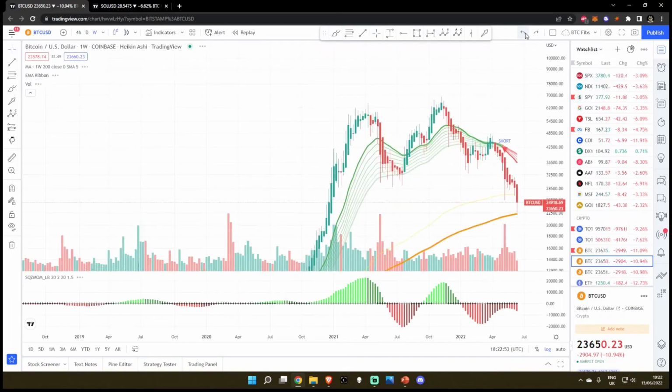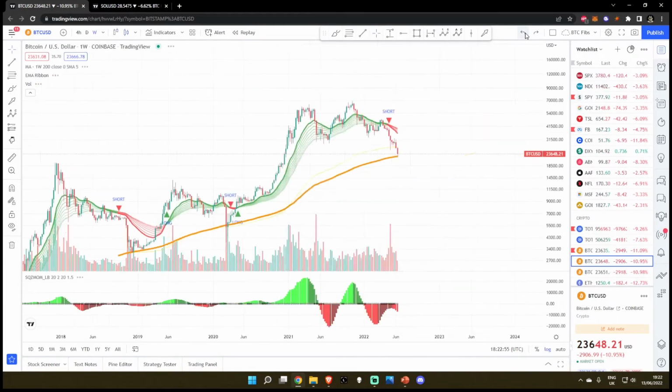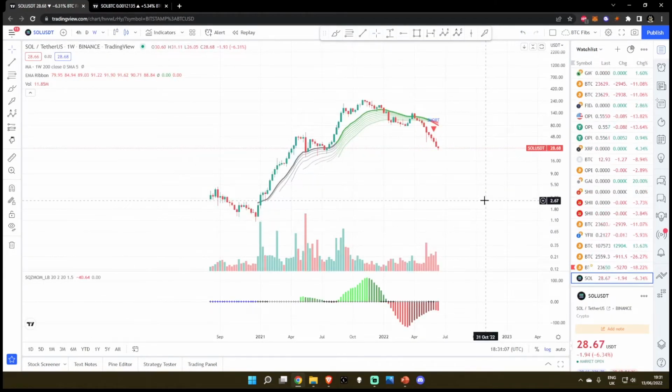So let's hop into the lower time frames. Now, let's jump into how I chart on the lower time frames. For this, we're going to be switching things up. I'm going to move over to a fresh chart, and instead of quantifying Bitcoin, we'll be looking at what Solana is doing against the US dollar in the short term.